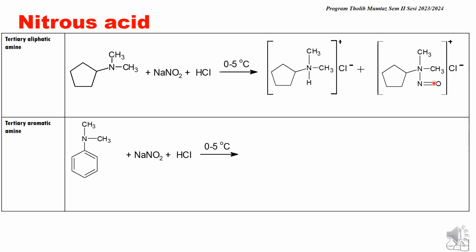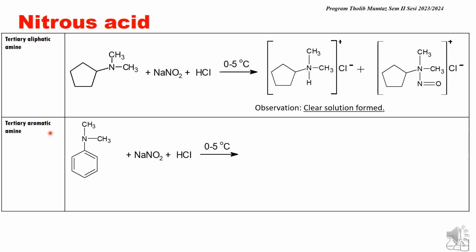N double bond O is called nitroso. So when this nitrogen has four covalent bonds, this is now nitrogen with positive charge. It is balanced by the chlorine negative. So these two ionic compounds give us the observation clear solution formed.